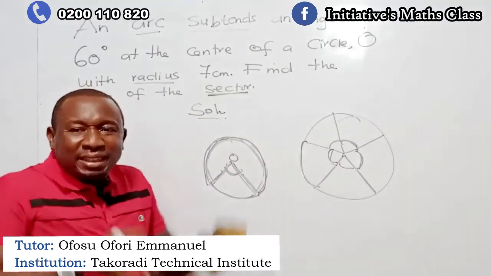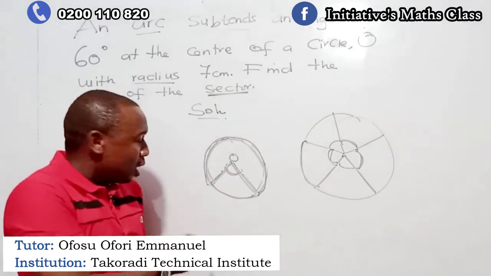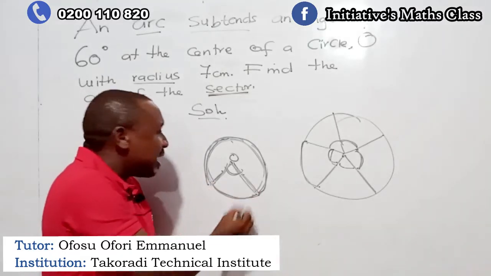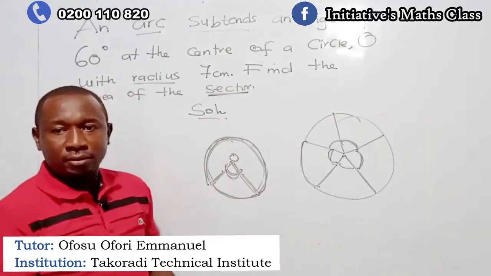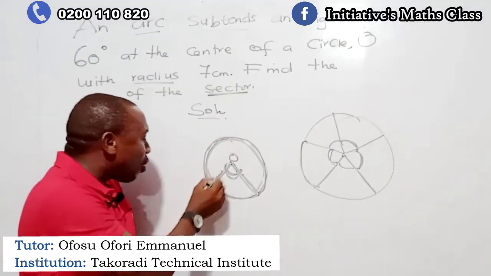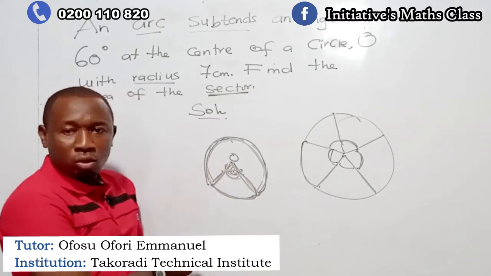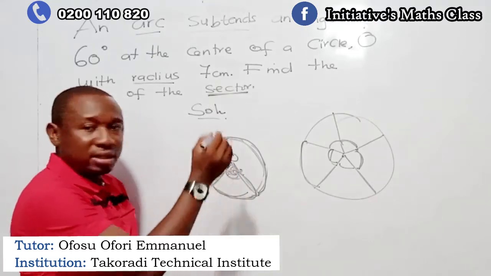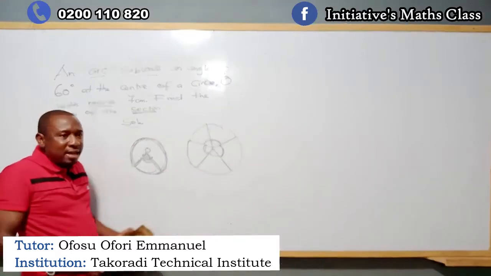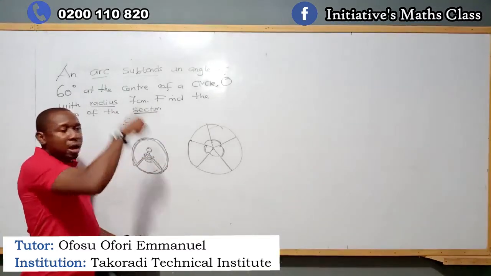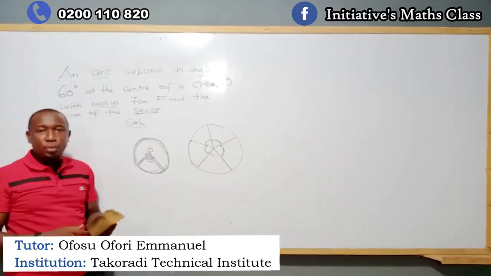But here we have been tasked to find the area of the sector where the arc here is subtending an angle of 60 degrees at the center of the circle. So we want to find the area that this sector is covering on the board, if the arc subtends an angle of 60 degrees at the center of the circle. And we are saying that the whole area of the circle is pi r squared.